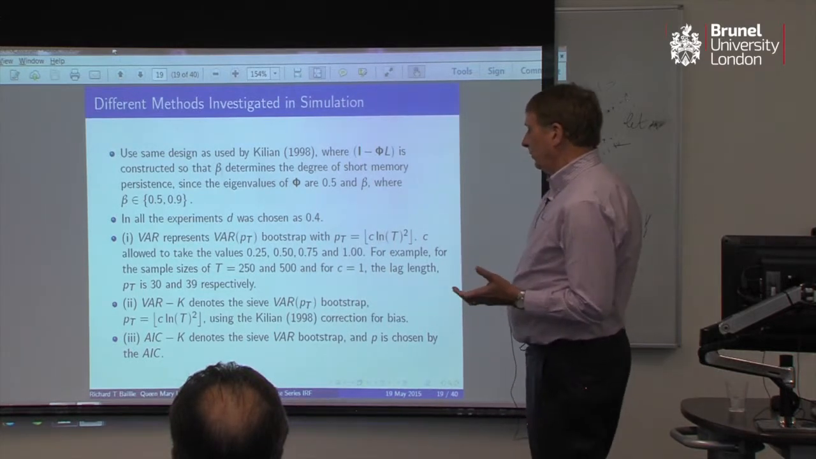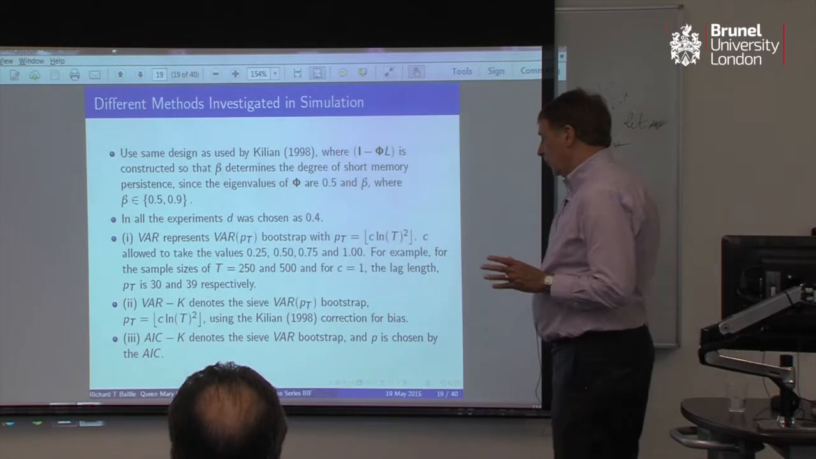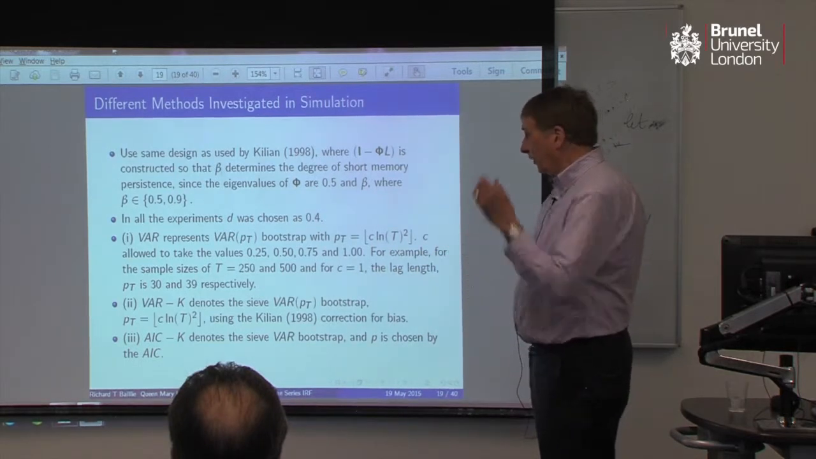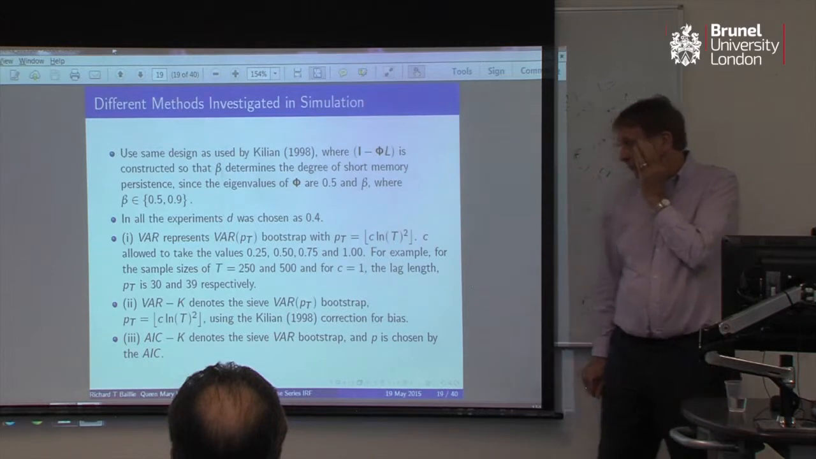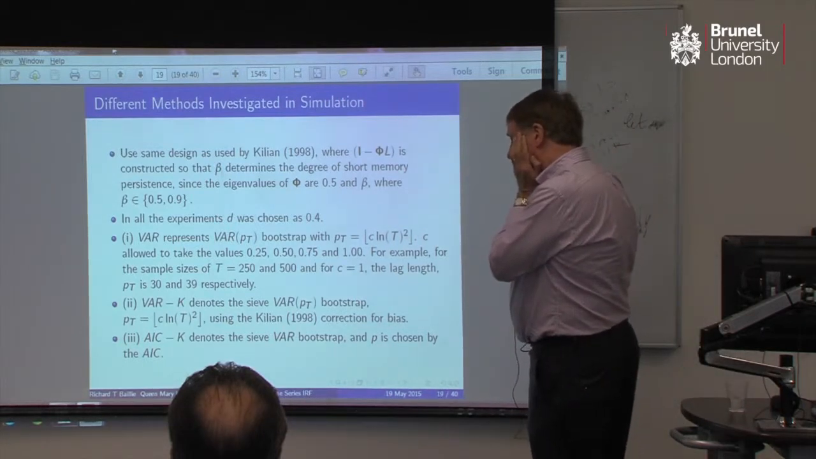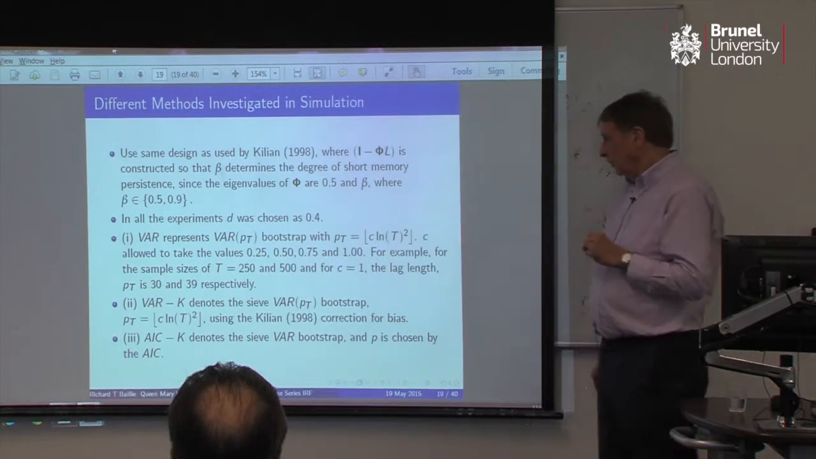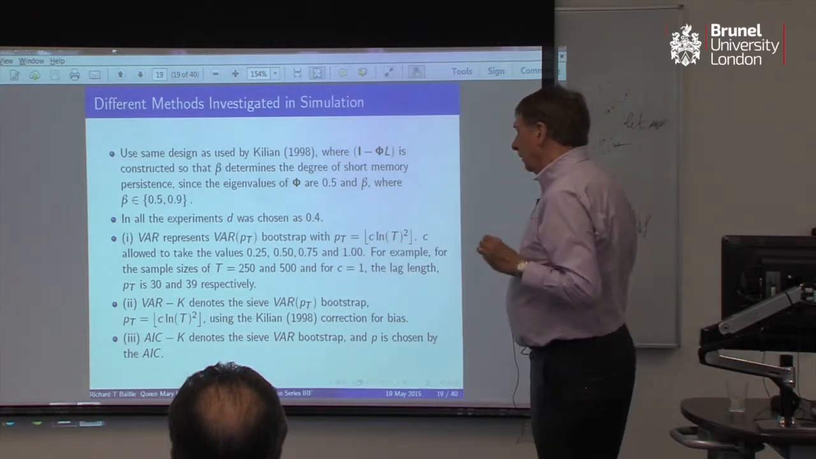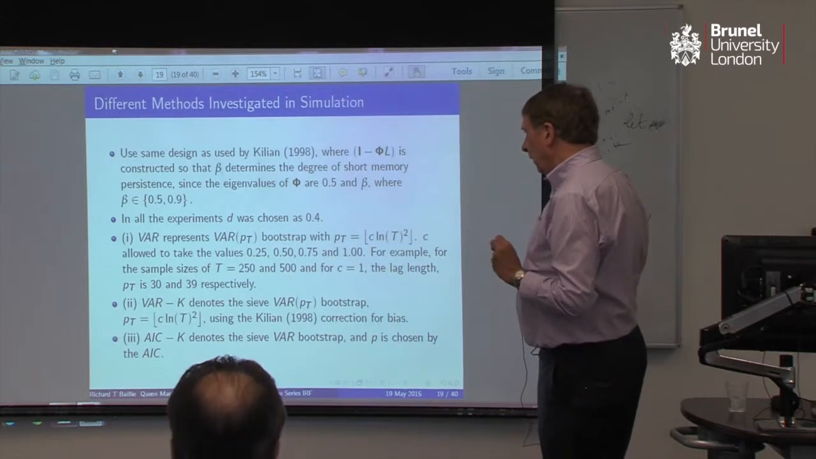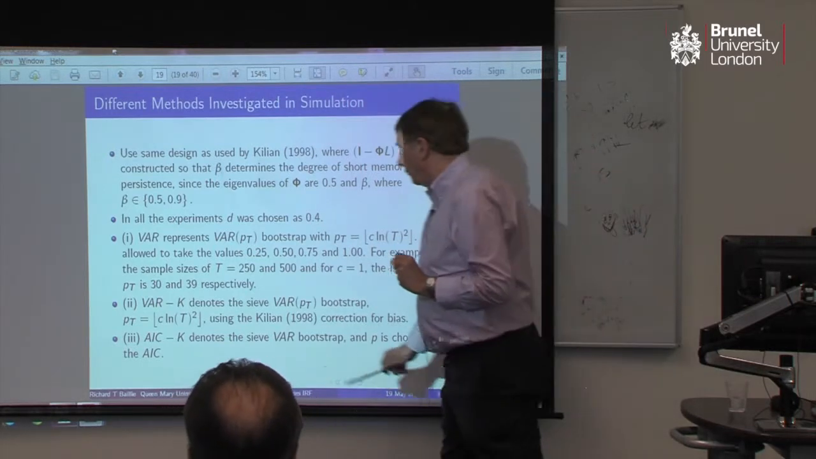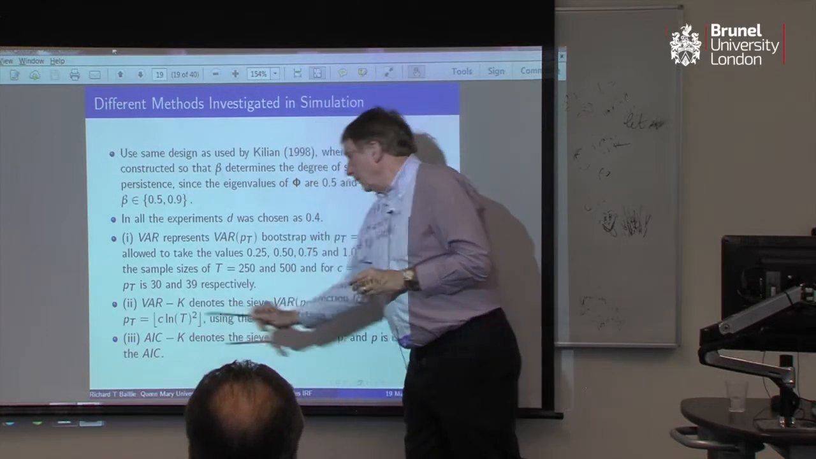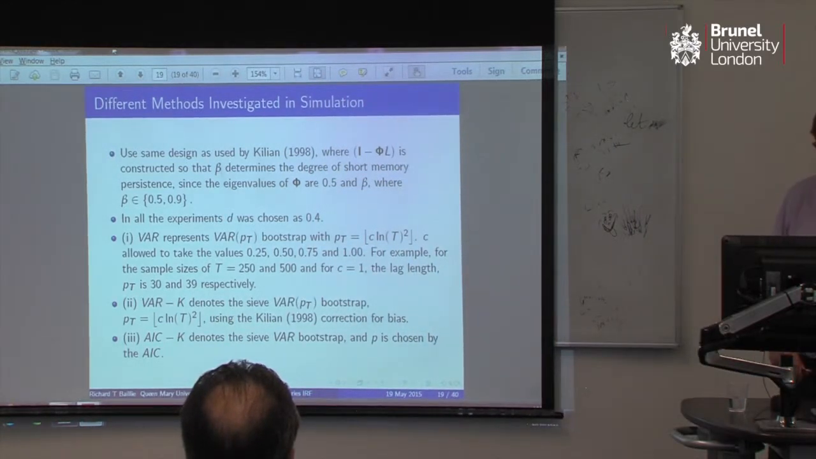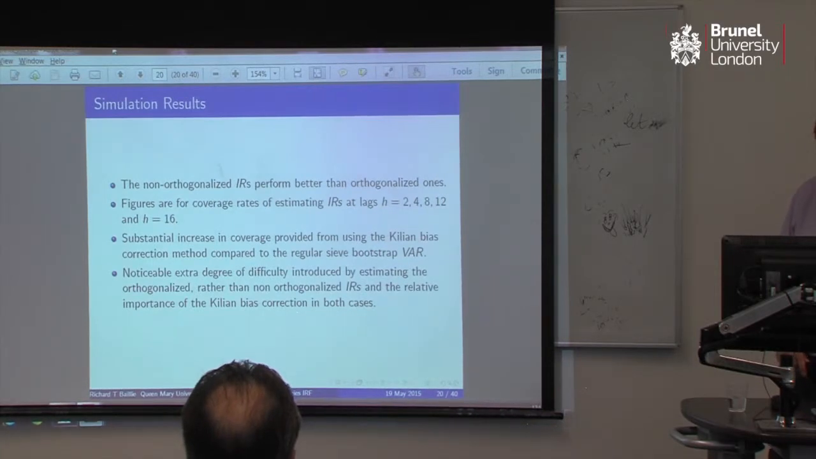Given the results in univariate analysis, there's a bias adjustment correction that was originally suggested by Killian in a univariate case. We've implemented that. It turns out to make quite a difference to the quality of the results. So many of the results have this bias adjustment when you do the bootstrap, and then in the application we actually base it on the generated Monte Carlo study. The other method is using an information-based criterion, AIC, with the adjustment, which we've called K, in honor of Lutz Killian, for the bootstrap adjustment. So that's the other method. I'll have a look at the results in a moment.